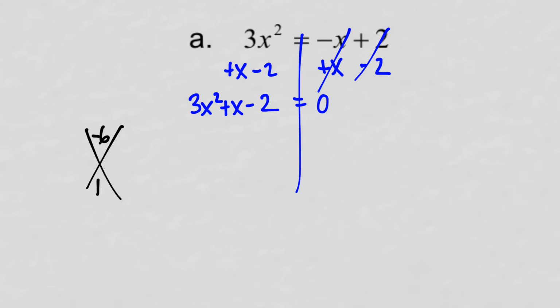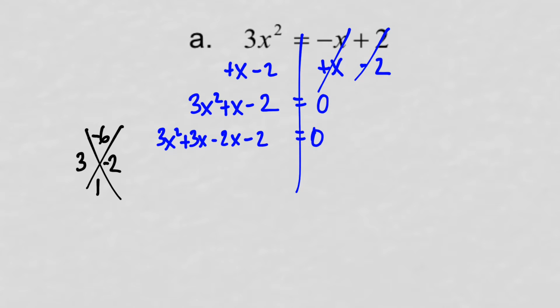I think 3 and 2 have to be involved. And I think the 2 must be negative. Right? 3 times negative 2 is negative 6. 3 minus 2 is 1. There you go. That's it. So it's going to be 3x squared plus 3x minus 2x minus 2.